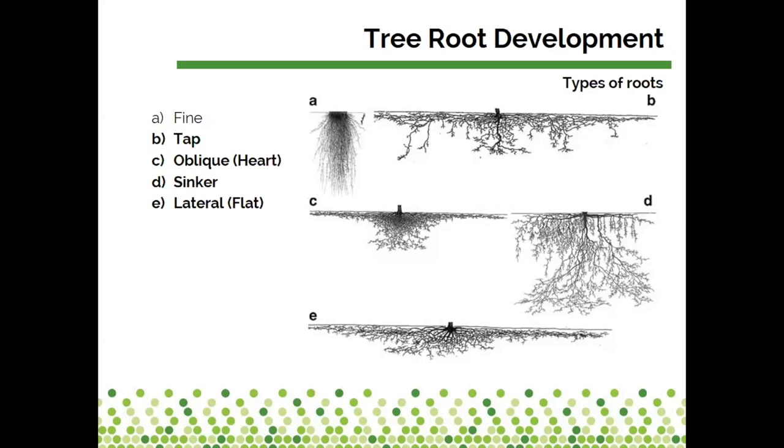horizontal orientations. With sinker roots, you're going to have species that produce coarse roots that form off of lateral roots and go straight down. And then with lateral or flat root species, or surface rooting species, they might have a taproot early on, but that's aborted pretty quickly, and they focus most of their structural root growth in the surface soil. So that's just a quick primer on these types of root systems.